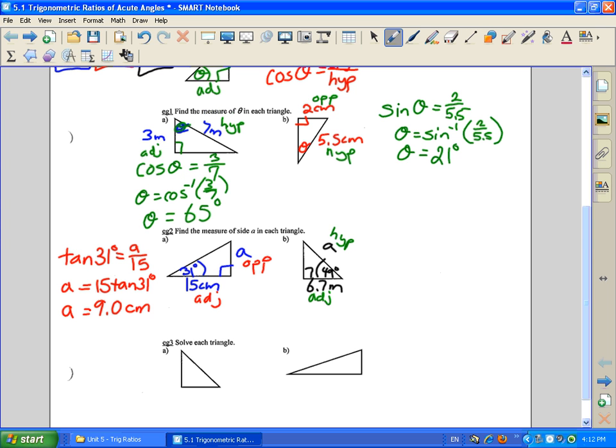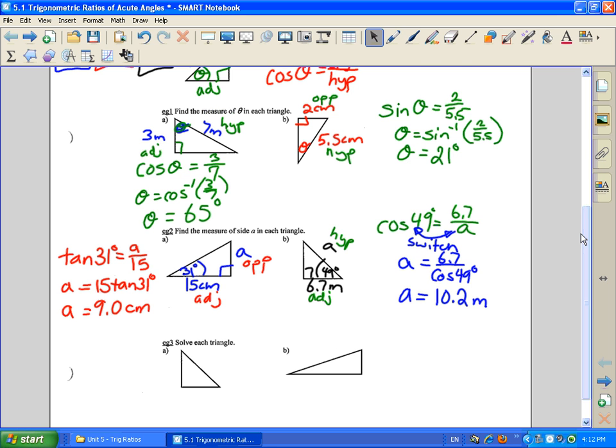Okay, so taking a look, what ratio do we have, ladies and gentlemen, that has A and H in it? That's cosine. So cos of 49 degrees equals 6.7 over A. Last day we learned a quick switch. When the variable's on the bottom, we do what's called a switch. So A equals 6.7 divided by the cos of 49 degrees. And I apologize, I forgot my degree sign up there. All right, and plug it in your calculator, and you should get 10.2 meters.